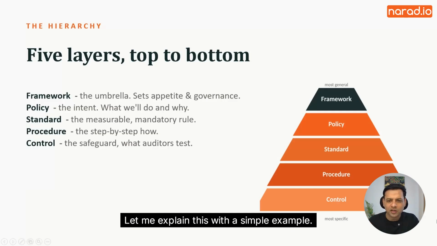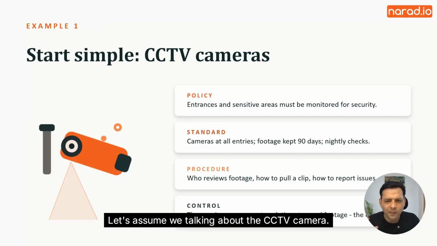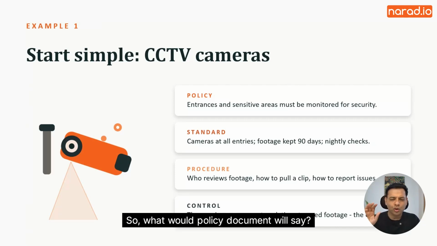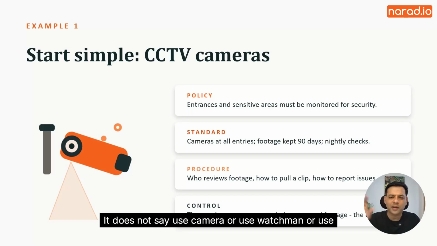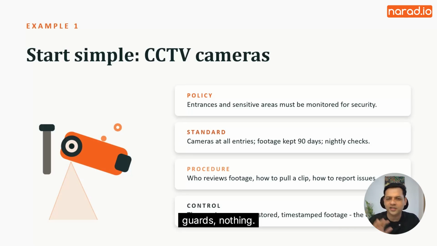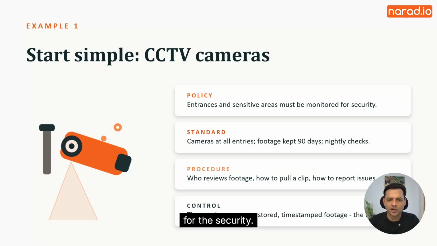Let me explain this with a simple example. Let's assume we are talking about the CCTV camera. So, what would the policy document say? That we need to make sure that the entrance and the sensitive areas are monitored for security. Policy does not say anything else. It does not say use cameras or use watchmen or use guards, nothing. It just says that sensitive areas must be monitored for security. That's the policy. Now comes the standard.